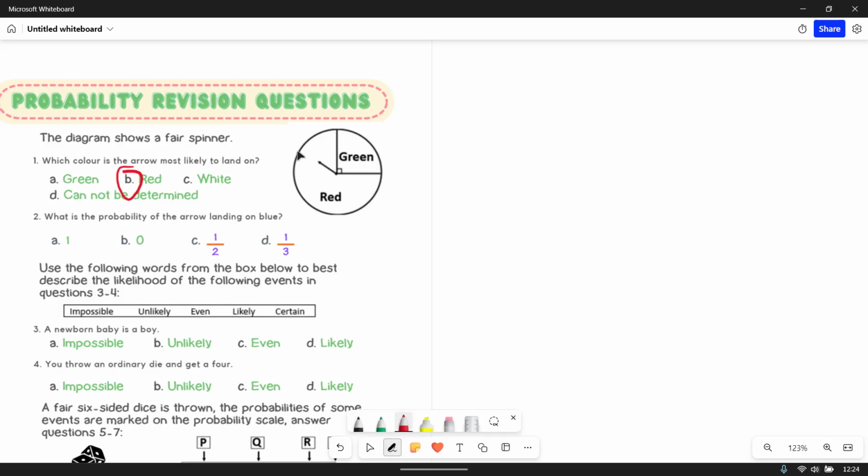Okay. Number 2, what is the probability of the arrow landing on a blue? Well, there's no blue, so it's going to be 0. There's no blue. 0. It's got a mistake here. Yeah. Mistaken answers. That needs to be changed in the answers.